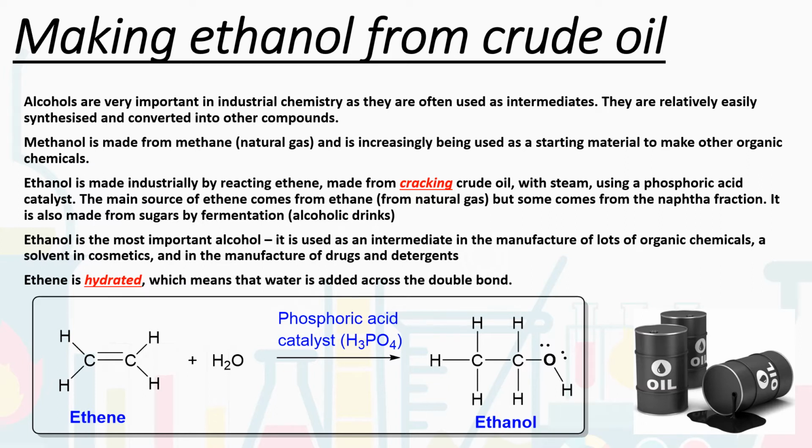So ethanol, as I said, is very important. It's used as an intermediate in the manufacture of lots of organic chemicals. It's often used as a solvent in cosmetics as well, and in the manufacture of lots of drugs and detergents. And so this reaction of taking ethene to ethanol through steam and the phosphoric acid catalyst is called a hydration reaction. We can think of it hydrating the alkene with added water across the double bond.